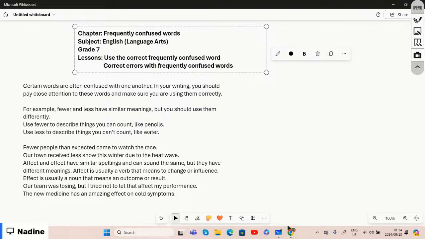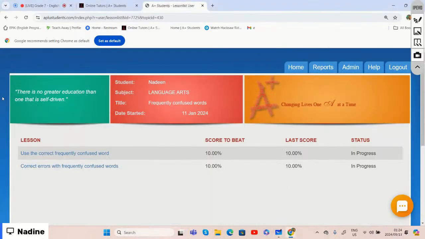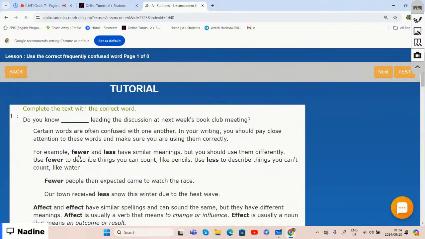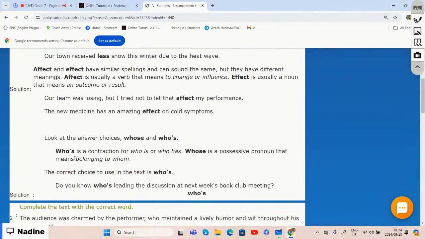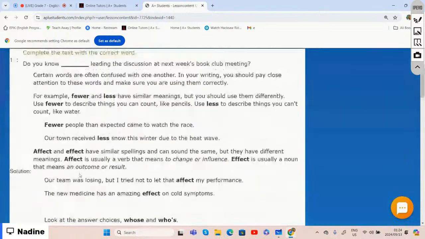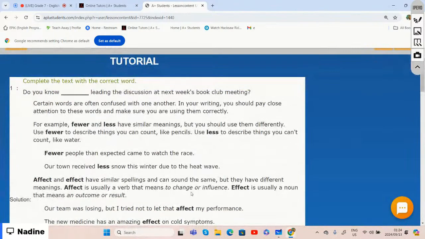All right, so we're going to aplusstudents.ca and we are going to use the correct frequently confused words. Yeah, we made an example already of effect and affect and less and fewer. Now it says we're going to complete the text with the correct word. It says, do you know?